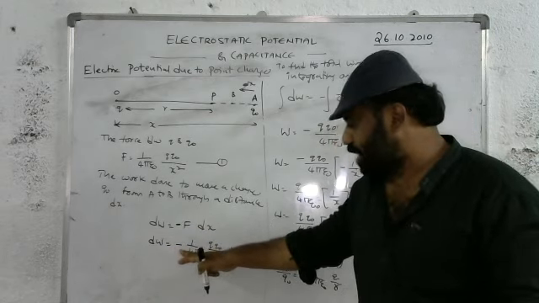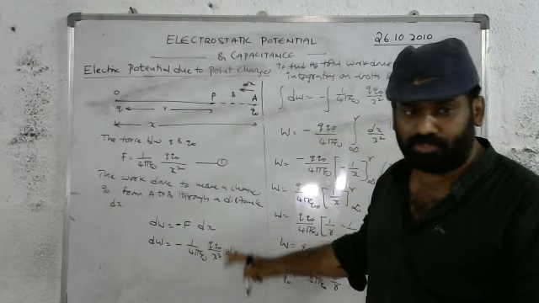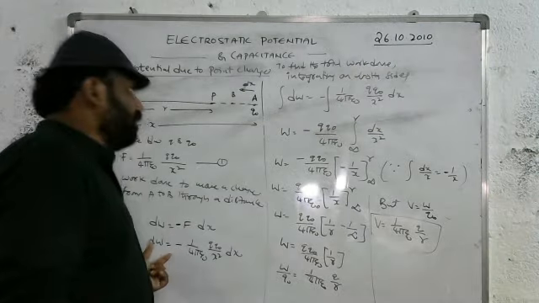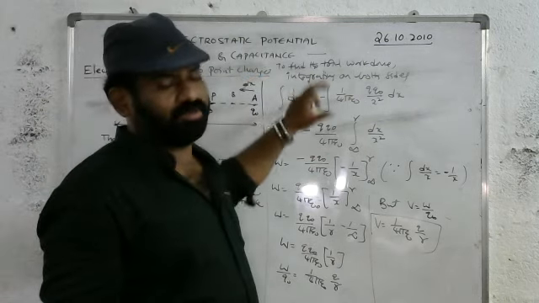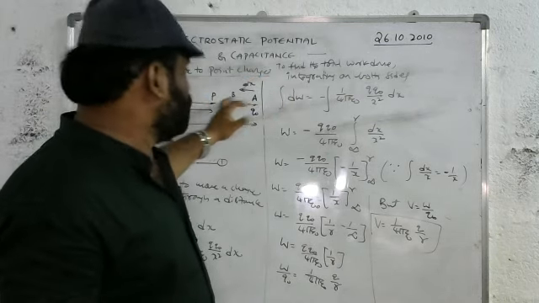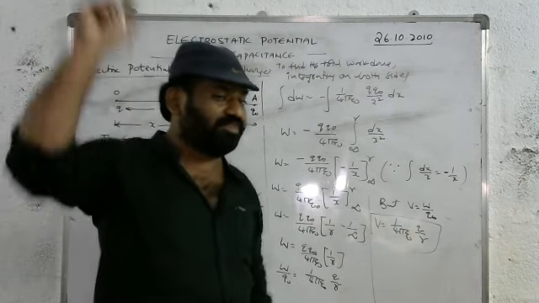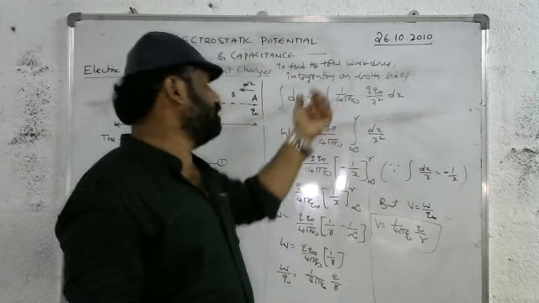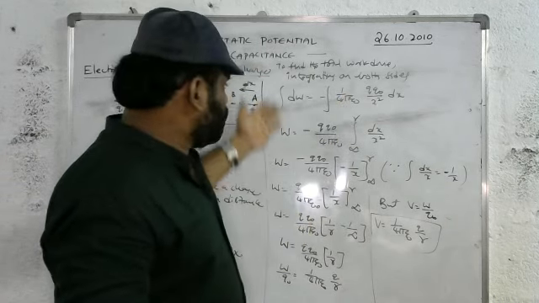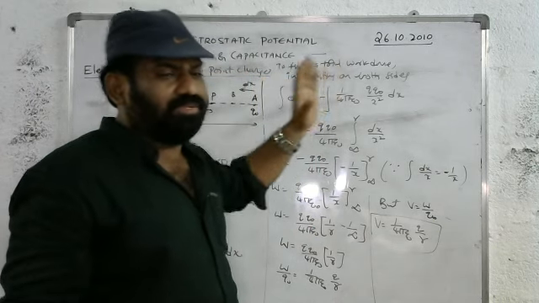dw is equal to minus, what is the expression for the force? We know 1 by 4 pi epsilon naught Q Q naught by x square into dx. So here we are having a dw, but we want the total work done from R to infinity. Here we find the work done from A to B through a displacement dx, but we want the work done from infinity to a point in the field, that is from R to infinity. So for getting the total work done, we are integrating both sides between their limits.